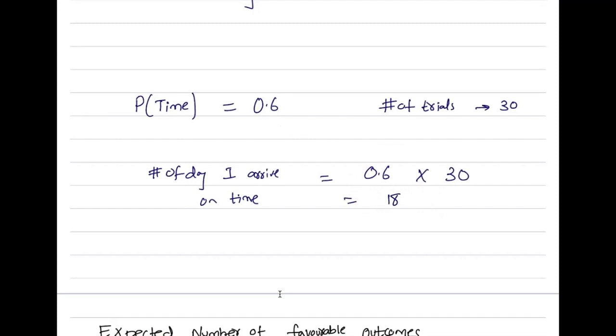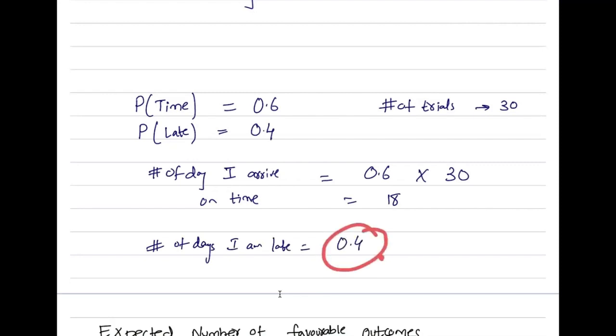Now, if the probability that I arrive on time is 0.6, what is the probability that I am late? The probability is going to be 0.4. So if I want to find the expected number of days I am late, that is going to be the probability of the favorable outcome, where the favorable outcome is that I get late, multiplied by the number of trials. So that is 12 days.